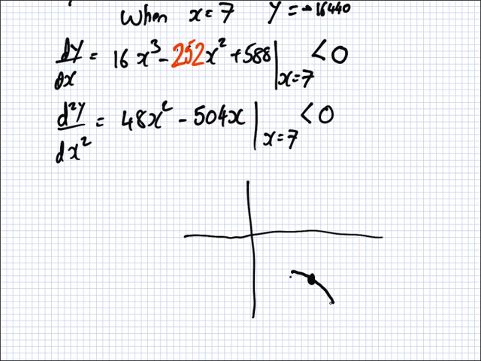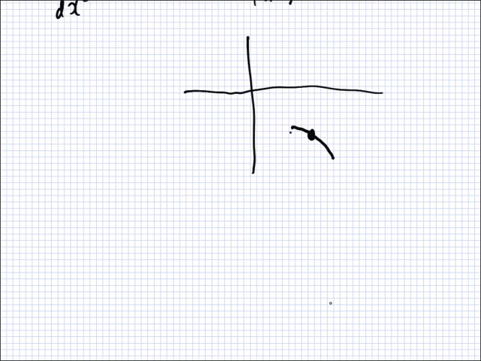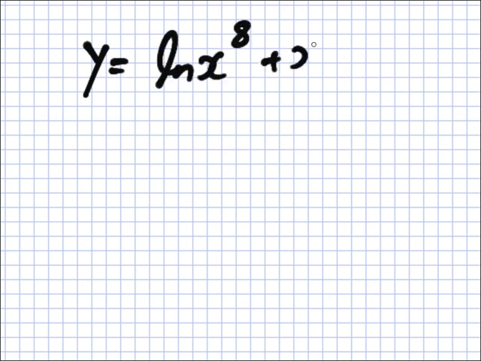Let's have a look at another example now. Okay, can I do another example? Yep. Okay, so this time I'm asking for the stationary points, the turning points. y equals 8 log x plus x squared minus 8x minus 5.